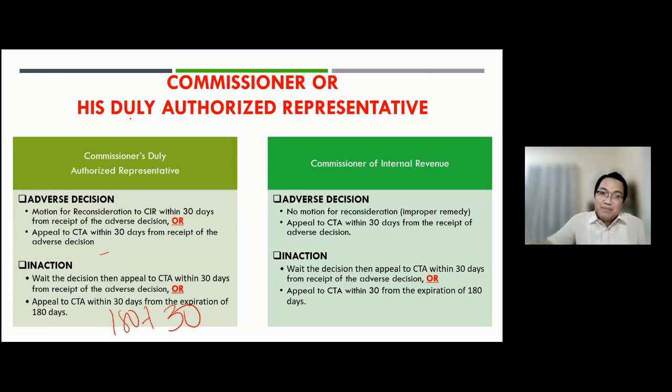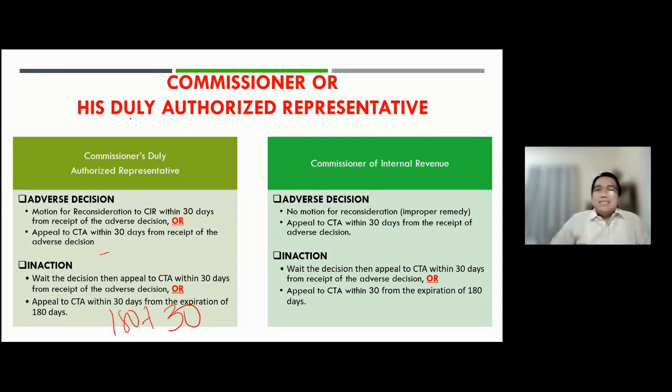So, maghintay ka na ng matagal, 30 days to appeal kapag nakatanggap ka na ng desisyon. Ang isang option mo naman, pagkatapos ng 180 days, umapila ka na sa CTA within 30 days. So it's either you wait, mahaba kasi pasensya mo, maghihintay ka. Pangalawa, umapila ka na. Ang tanong, class, gaano katagal kang maghihintay hanggang sa makapag-decide ang BIR? Ang sagot, walang period provided sa rules. Ibig sabihin, kung gaano katagal, pwede.